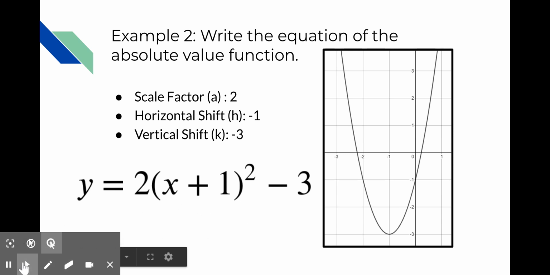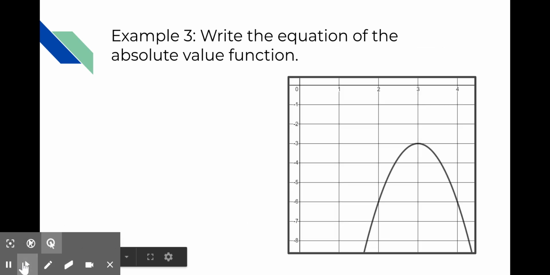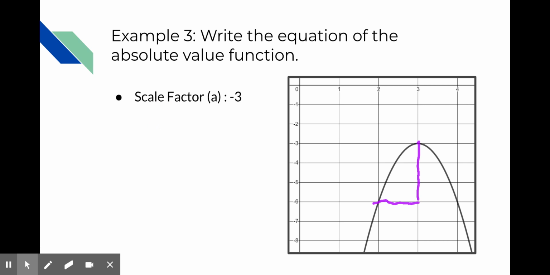Okay, let's go to the next problem. Take a second and see if you can write this one on your own. Okay, first we need to determine the scale factor. So from our vertex to the next point, it is down 1, 2, 3. So my scale factor is -3.